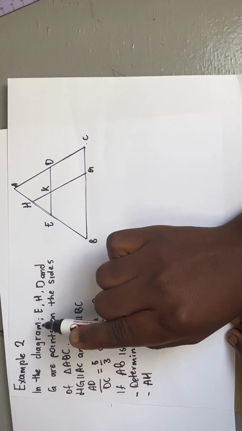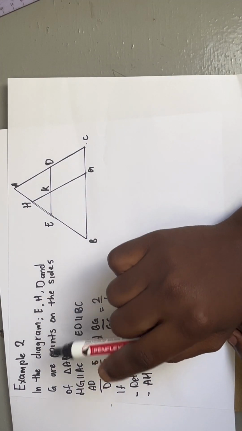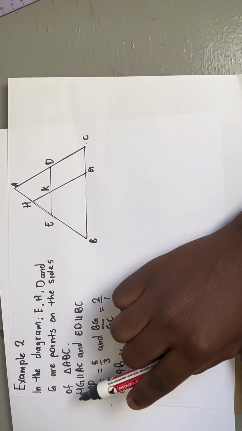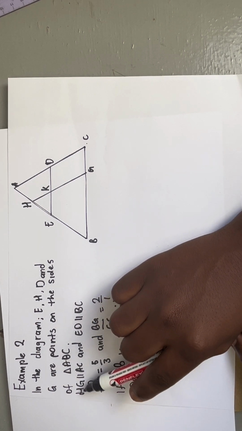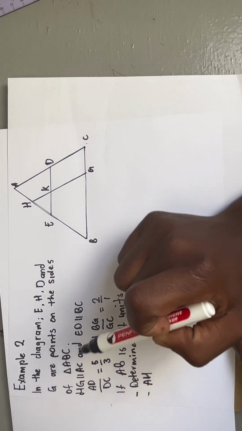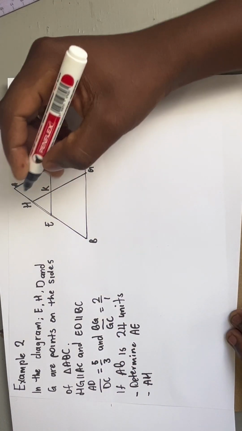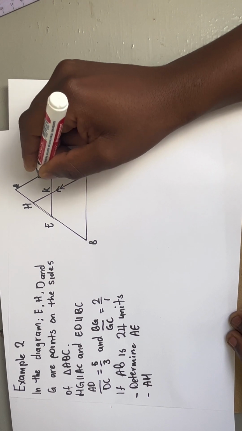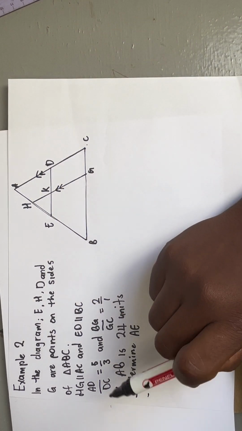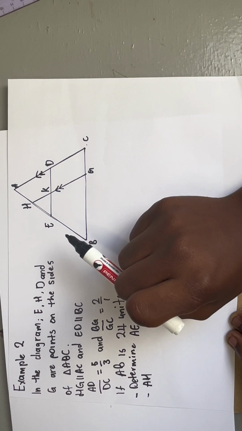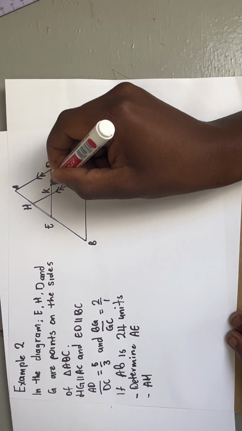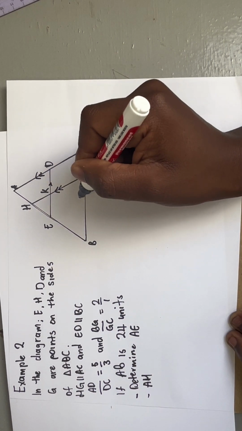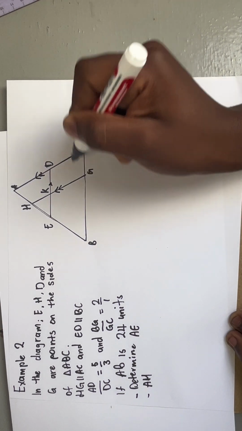They say in the diagram E, H, D, and G are points on triangle ABC. They say HG is parallel to AC, which means this side here is parallel to this side. Similarly, they are also saying ED, which is this side, is parallel to your BC.